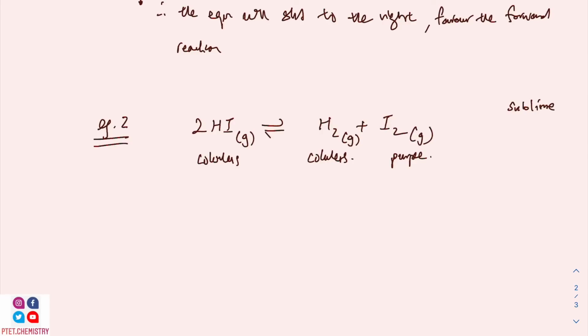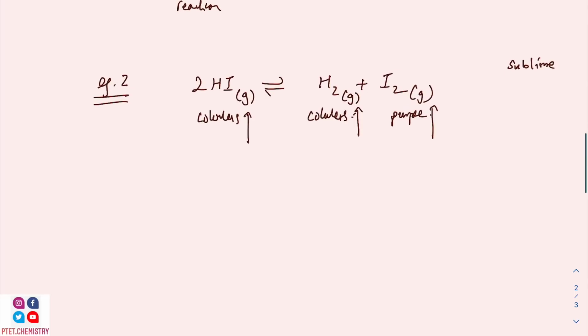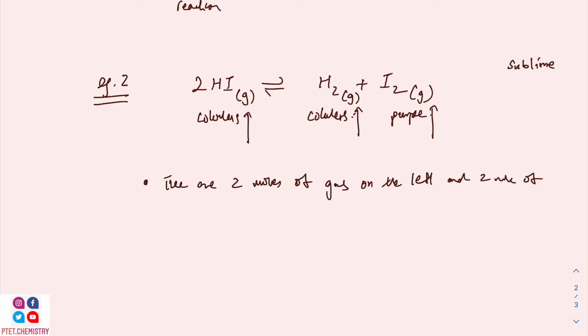When they talk about pressure, we look at the state symbols. These are gas, gas, and gas. We follow the same idea here. So there are 2 moles of gas. You have to specify it's a gas because we're talking about pressure on the left. And then there is 1 mole here and 1 mole here of gas. So altogether there are 2 moles of gas on the right as well. 2 moles of gas on the left and 2 moles of gas on the right.